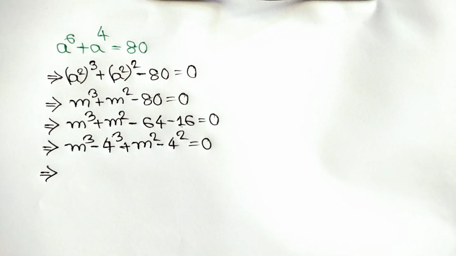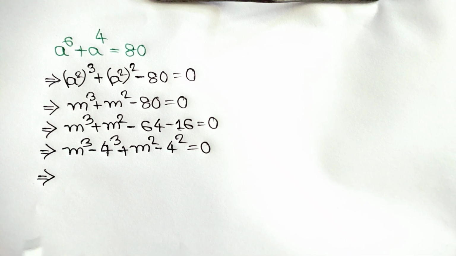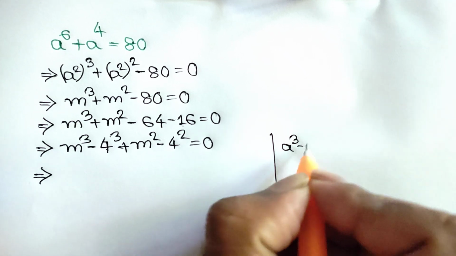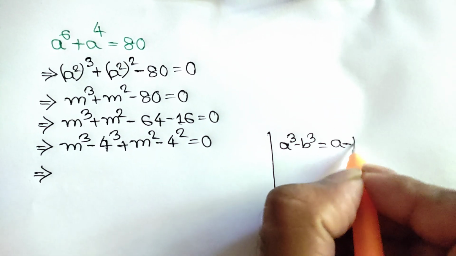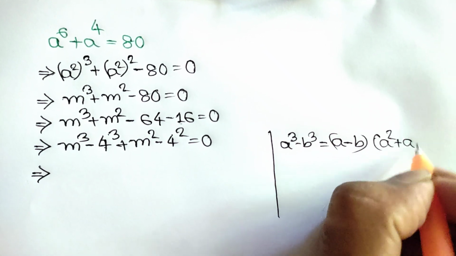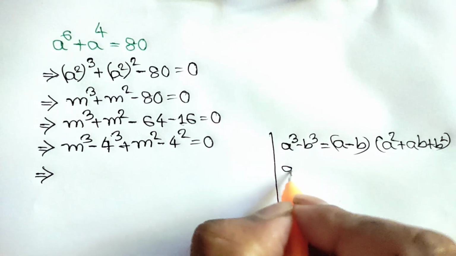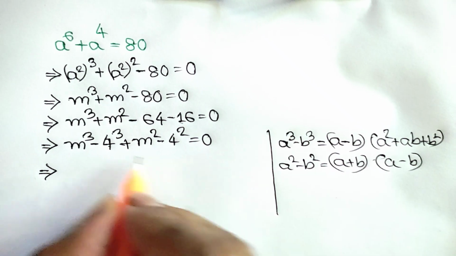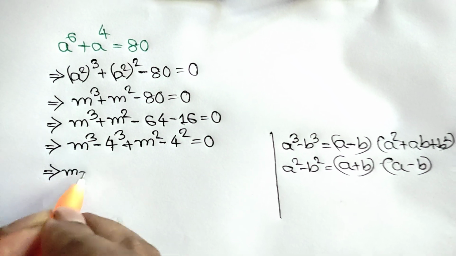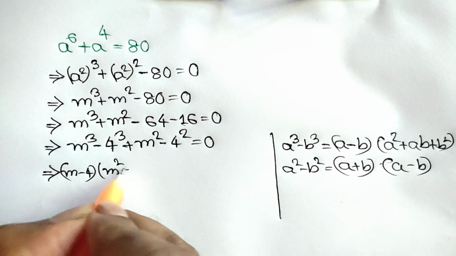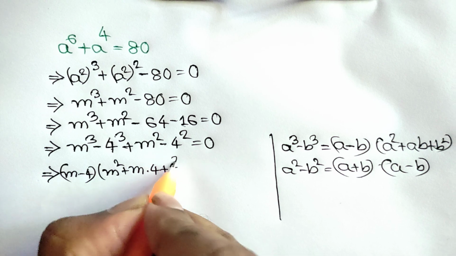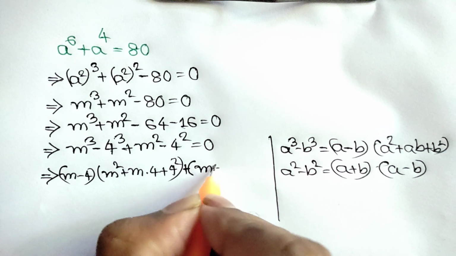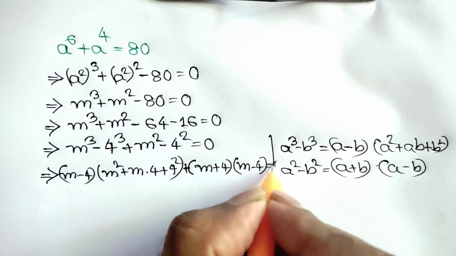Now here we can apply two algebraic formulas. We know a cube minus b cube is equal to a minus b times a square plus ab plus b square, and a square minus b square is equal to a plus b times a minus b. So applying this rule here, we can write m minus 4 times m square plus m times 4 plus 4 square, and m square minus 4 square can be written as m plus 4 times m minus 4, is equal to 0.